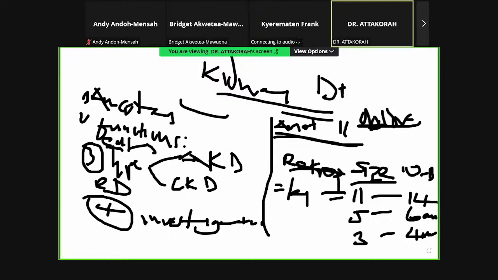So, in chronic kidney disease, one of the parameters that points to chronicity is the size of the kidney. So when you are talking about chronic, then this will play a part. In acute, the kidney size is normal. But in chronic, we have reduction in kidney size. So the size is very, very important.